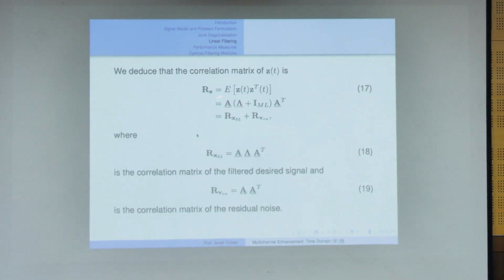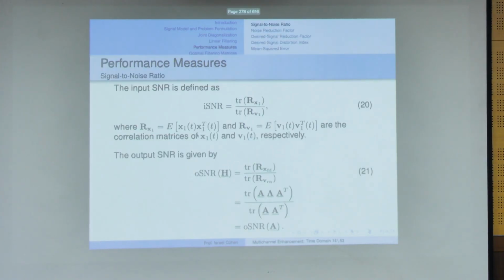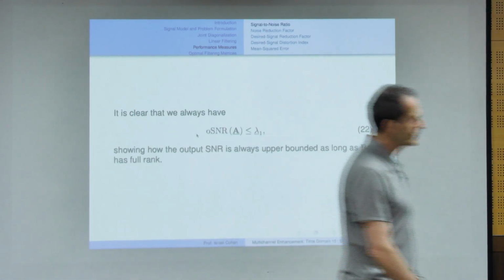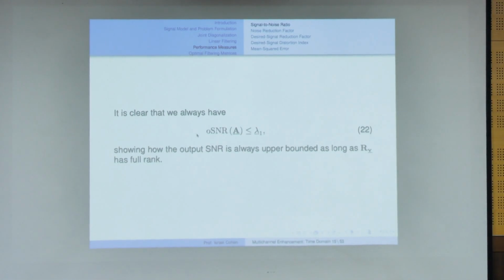So Rz looked like that. This was before. Okay, so we know that the output SNR is smaller than lambda 1. Lambda 1 is the largest generalized eigenvalue, so it's the first component in the diagonal here. This is lambda 1.